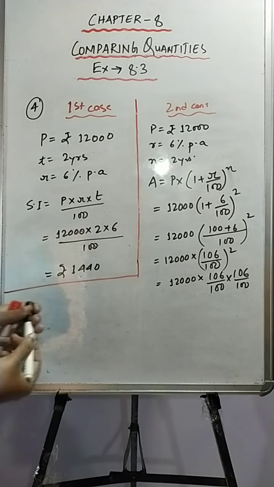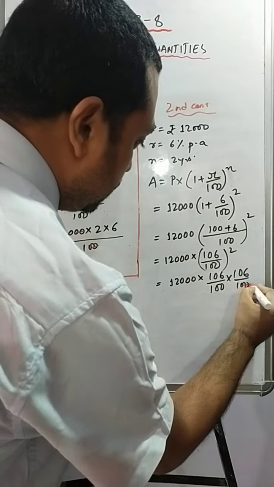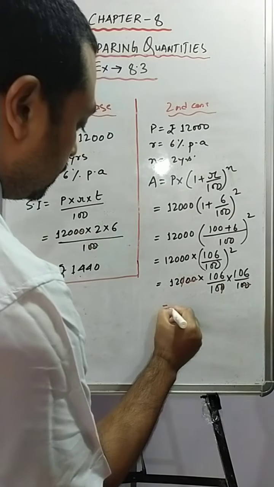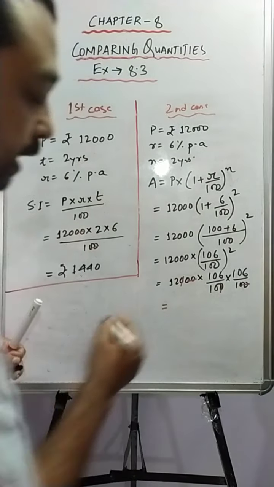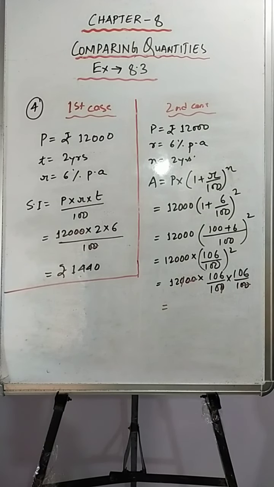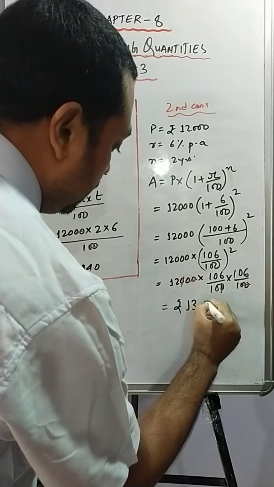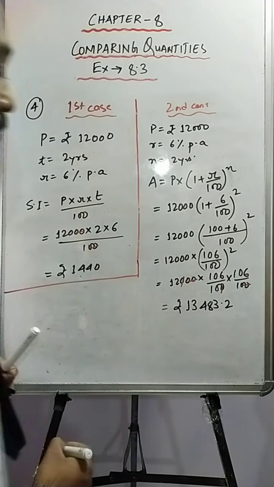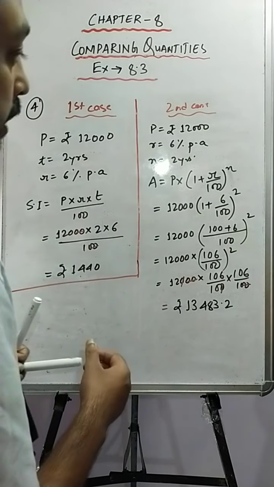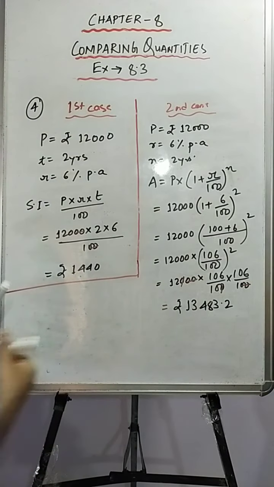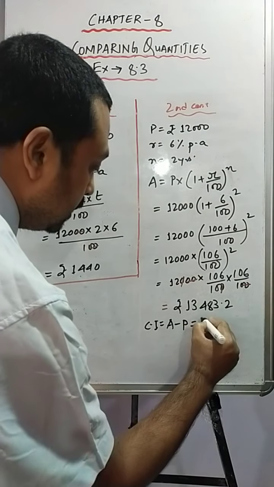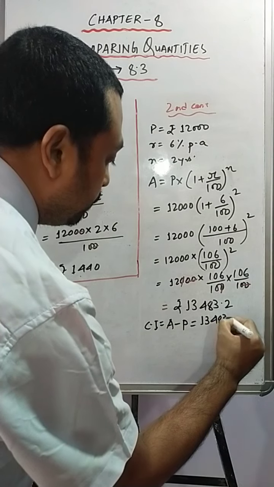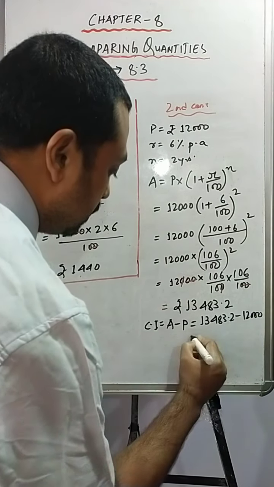So after the solution you will get the answer as, we have to reduce these 2 zeros here, reduce this 1 0 here. So if you multiply 106 into 106 by 10, you will get the answer as 13483, that is rupees 13483.2. So this is the amount that I have to pay to Jamshed. Now what is the compound interest I am paying then? So compound interest is what? Amount minus principal. That is 13483.2 minus 12,000. So the amount will be what?